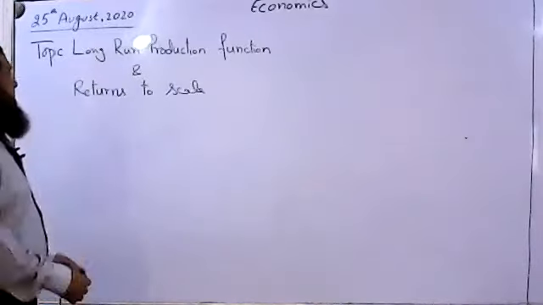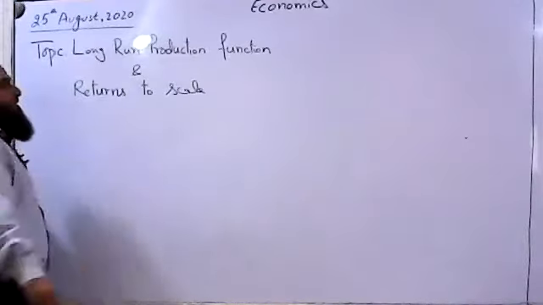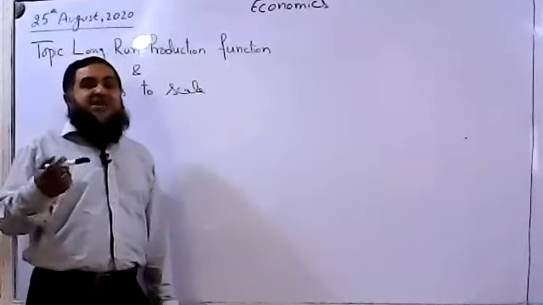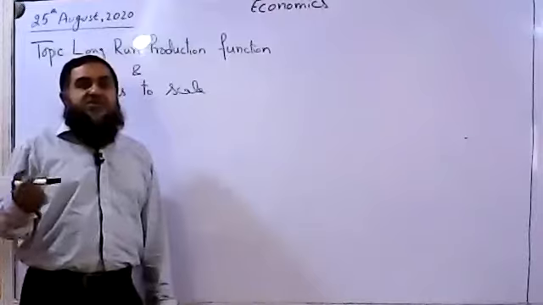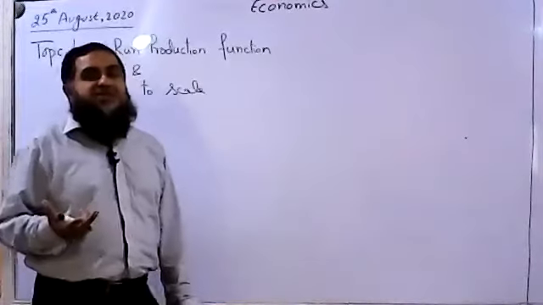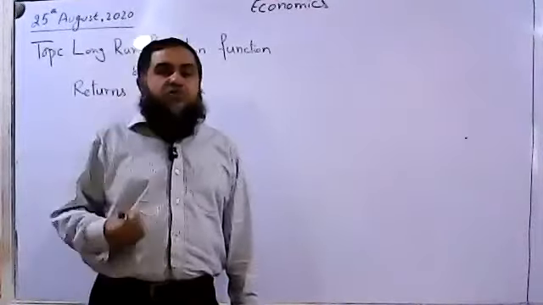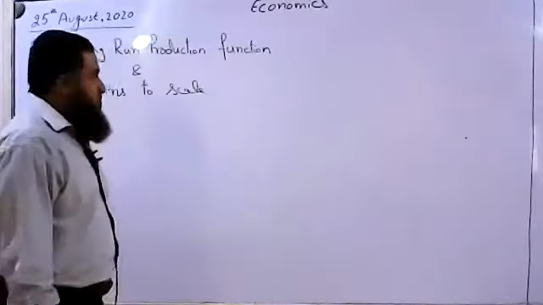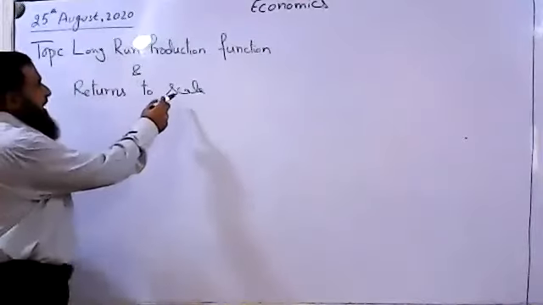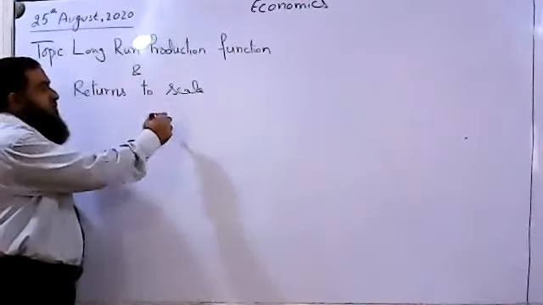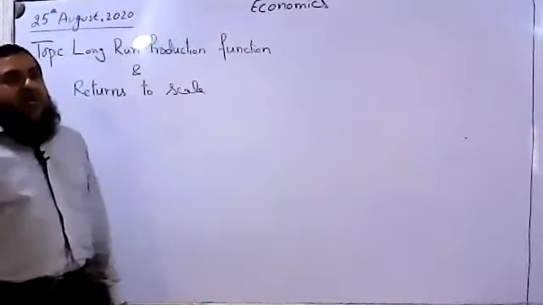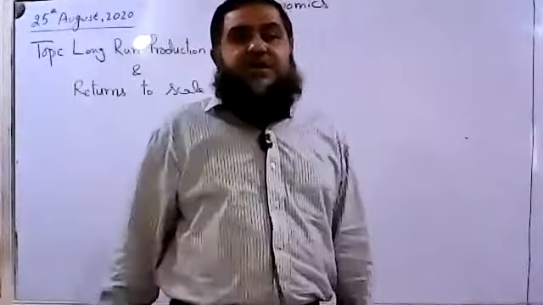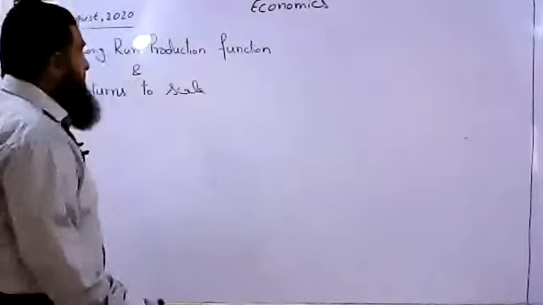Now the short run production function was subject to diminishing returns, but the long run production function is subject to returns to scale. Returns to scale means when the scale of production is changing, how the cost of production is changing for that level of output. When inputs are changing by 10% and the total output produced by the firm has increased by more than 10%, then we say it is increasing returns.